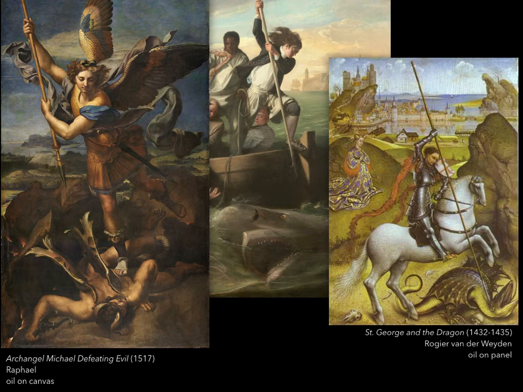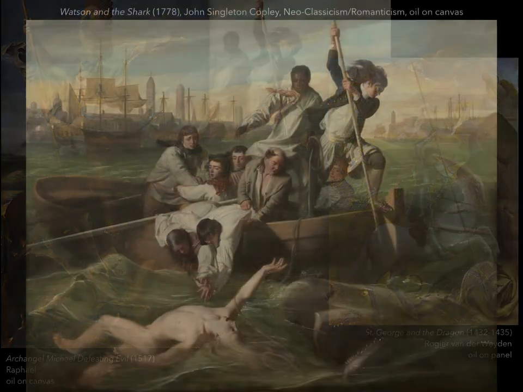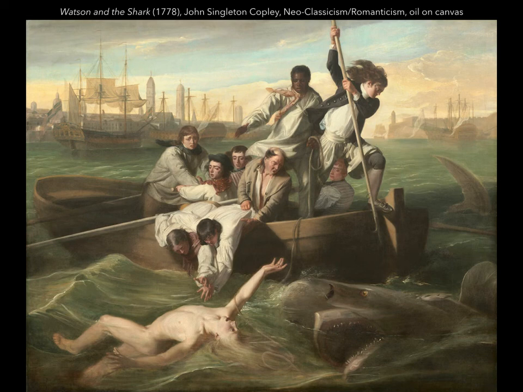Like you have here this painting by Raphael or Roger van der Weyden, or even if you go back to the Donatello relief sculpture that we looked at earlier, right? There's a kind of association being made here of this valiant young man defeating evil with this spear. Then you have these two figures who are reaching in to the water to grab Watson from the water just in time.